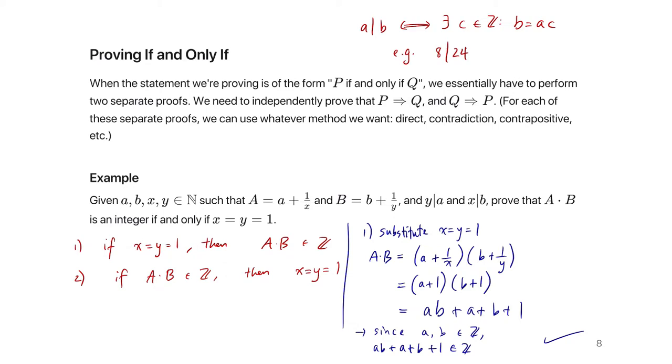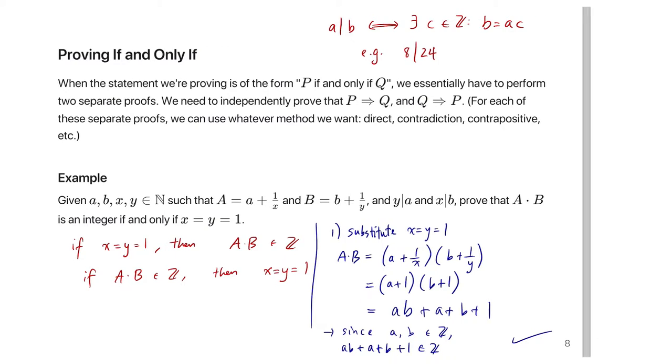Okay, so that's really all we have to prove for the one direction, right? We're saying if X and Y are equal to 1, then this product is an integer. The real work will be in the other direction, saying that if this product is an integer, then it tells us that X and Y have to be equal to 1. Is that clear? Okay, so let's do that. So now we're saying this product is an integer, then X and Y are 1.